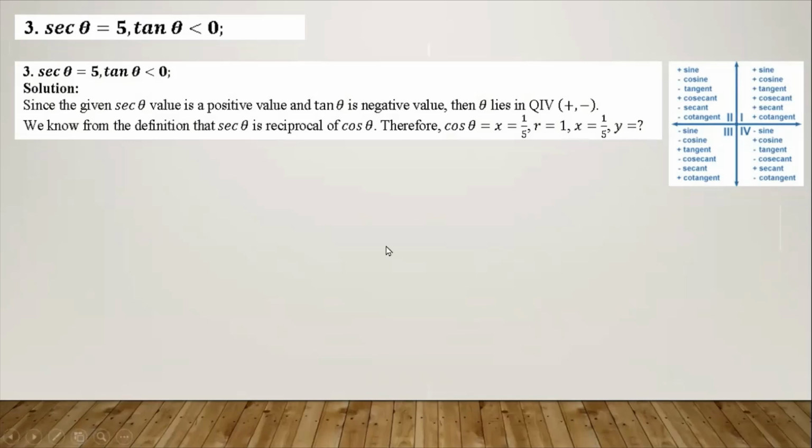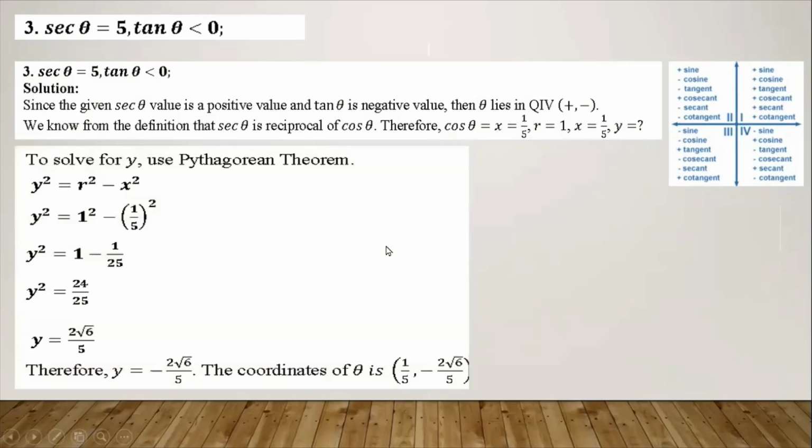And how are we going to solve for that? Using, again, the Pythagorean theorem. y squared is equal to r squared minus x squared. Then we substitute the values given. r is equal to 1 and x is equal to 1 over 5. 1 squared is 1. 1 over 5 squared is 1 over 25. Then 1 minus 1 over 25 is equal to 24 over 25.